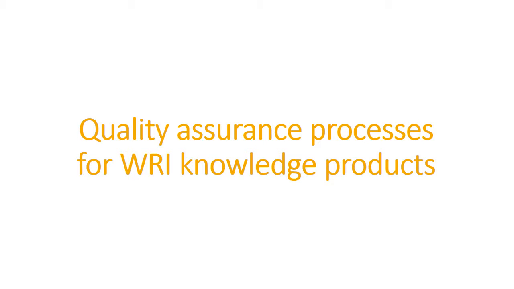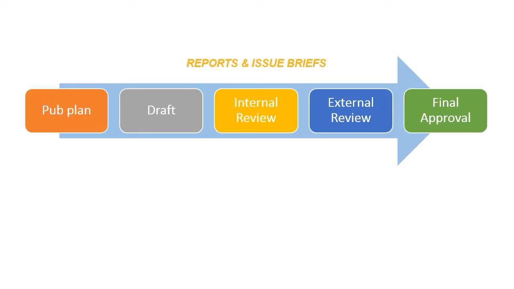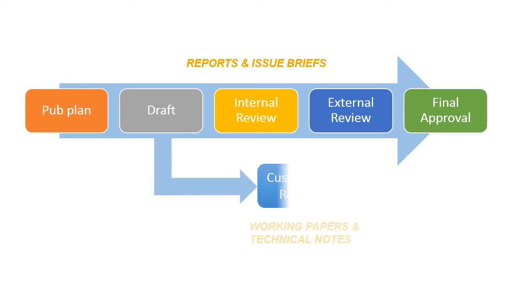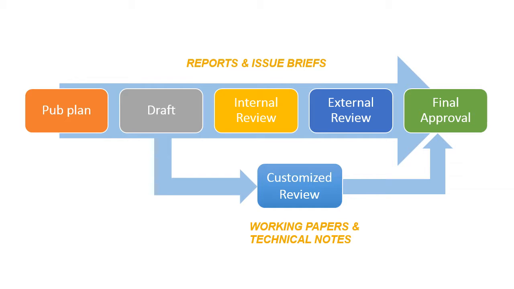At WRI, the quality assurance process is a joint effort between authors, reviewers, and the S&R department. As the most polished of our knowledge products, reports and issue briefs follow a standardized review process that includes sequential internal and external review. Working papers and technical notes go through a customized review process. Internal review and external review could be conducted at the same time or in reverse order.